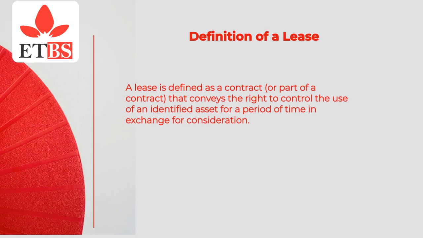Definition of a lease. A lease is defined as a contract, or part of a contract, that conveys the right to control the use of an identified asset for a period of time in exchange for consideration. A contract contains a lease if there is an identified asset, physically distinct and not substitutable. The customer controls the use of the asset throughout the period by obtaining substantially all economic benefits from the use, and having the right to direct the use of the asset.